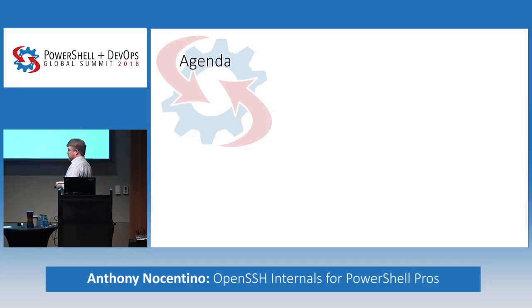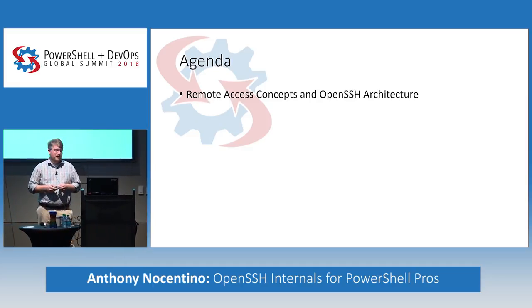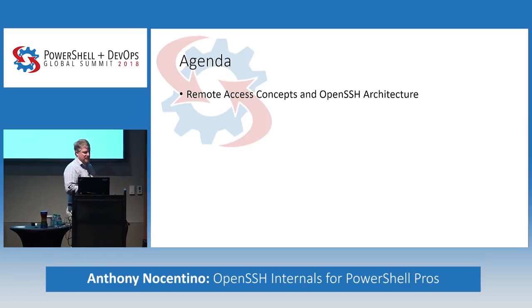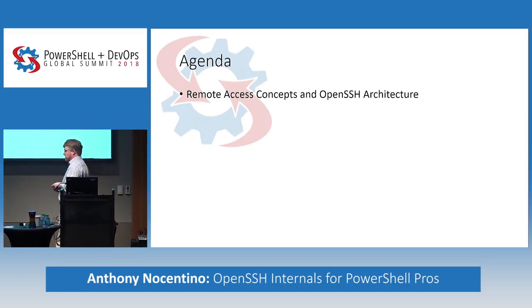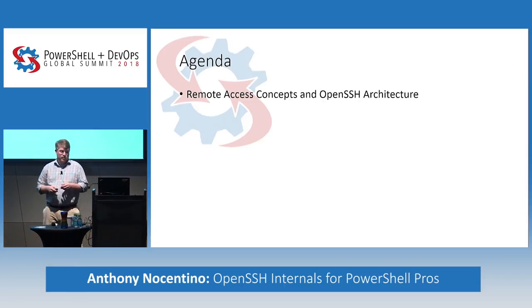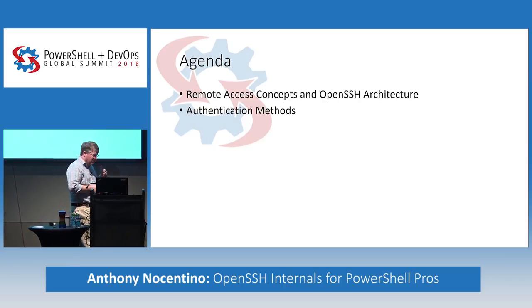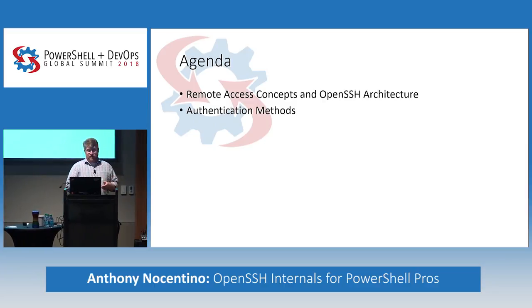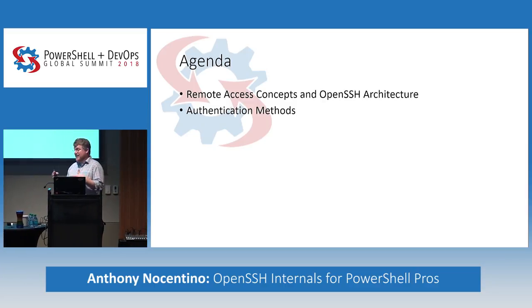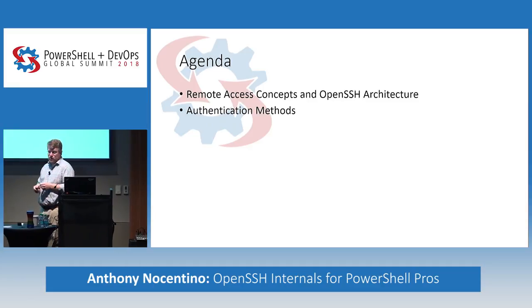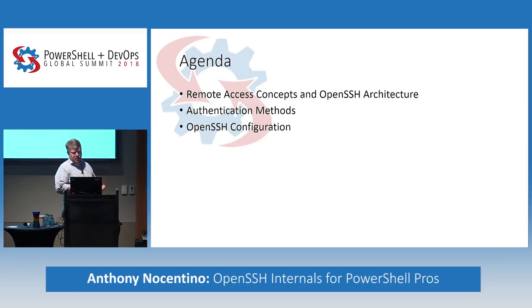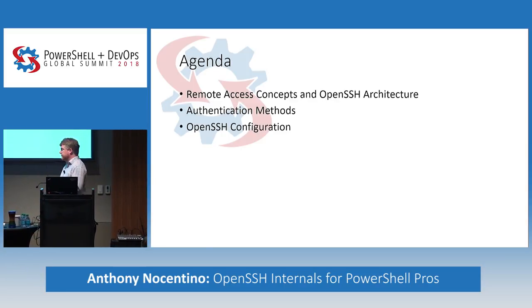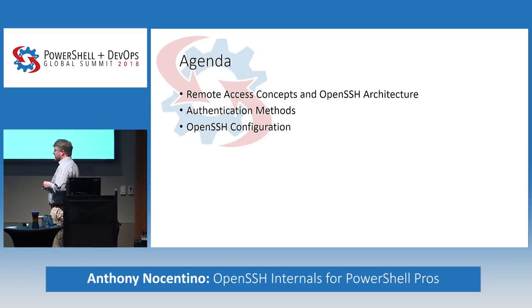So let's talk about what we want to talk about with the agenda. We're going to talk about remote access concepts and OpenSSH's architecture. Like, why is it secure? And what are the facets of a secure system that we need to be concerned about when we provide remote access to our system? We're going to talk about authenticating users and the various authentication methods that are available to you in SSH, and clear up some confusion with how things work in that world. And then we're going to look at how to configure OpenSSH, so where the configuration files live and things like that. So we're going to look at how to do some fun stuff there.